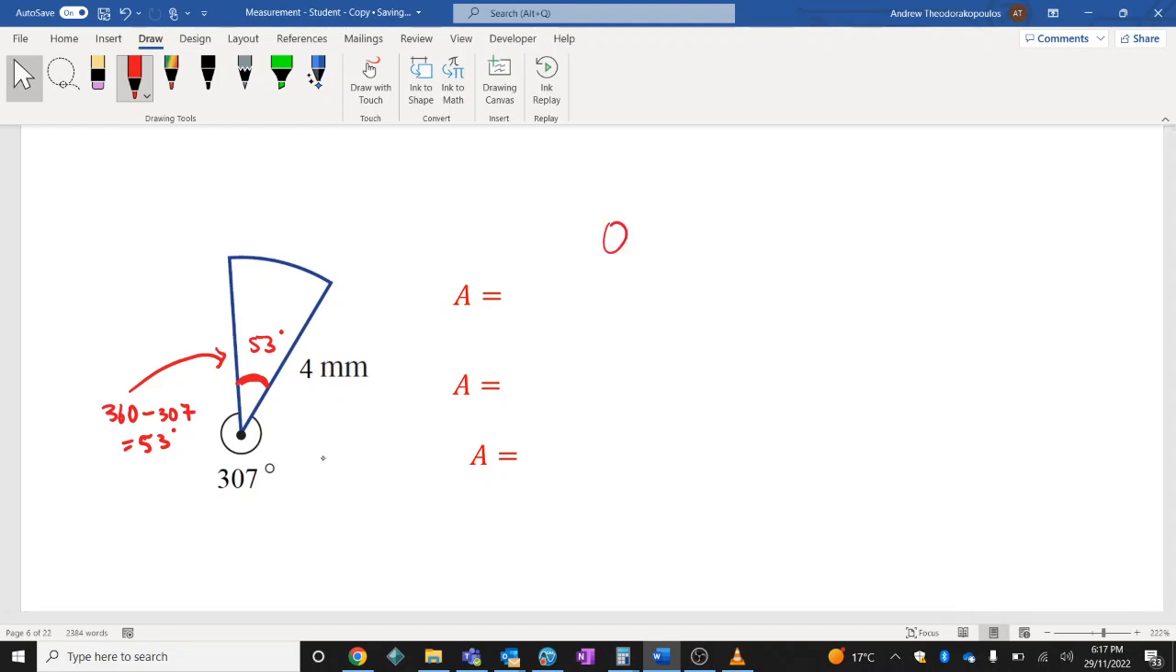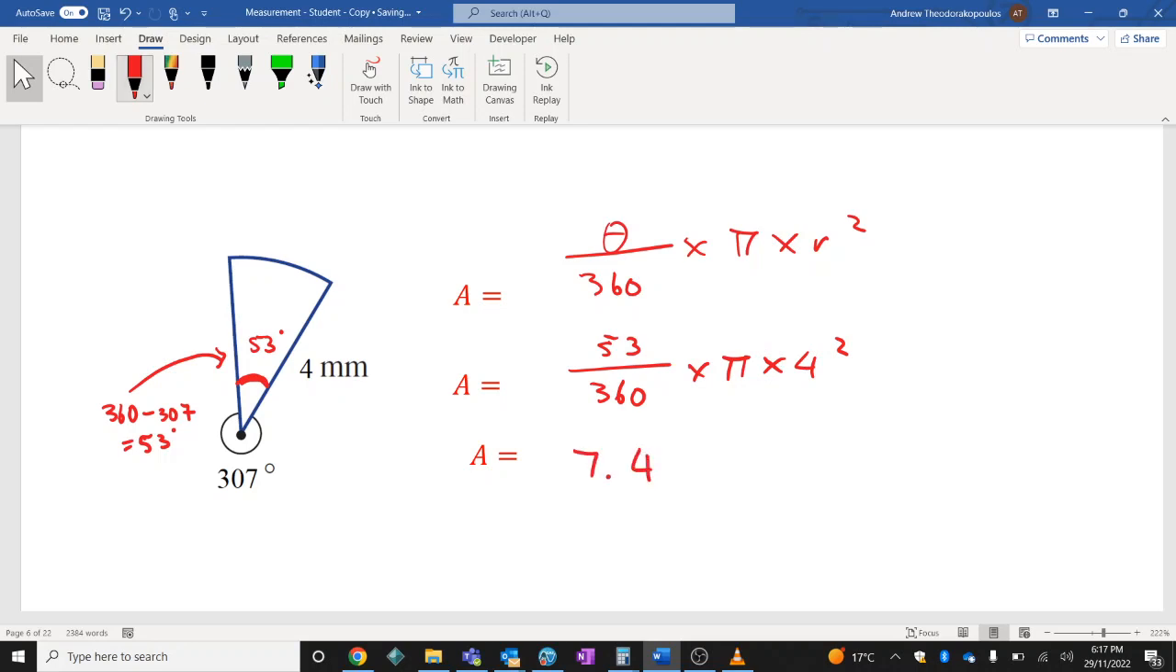So theta over 360 times 2 times, no, it's not times 2. Make sure you get the formula right, times pi times r squared. Our theta is 53 and our radius is 4. Put that into your calculator, you should get an answer of 7.4 millimeters squared.